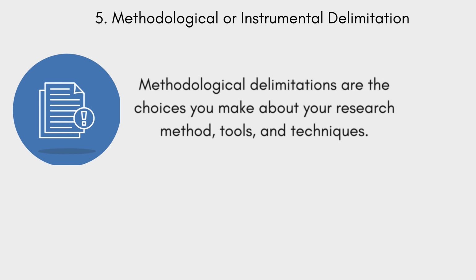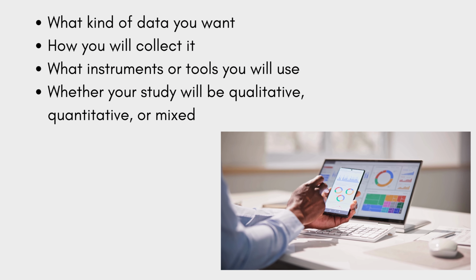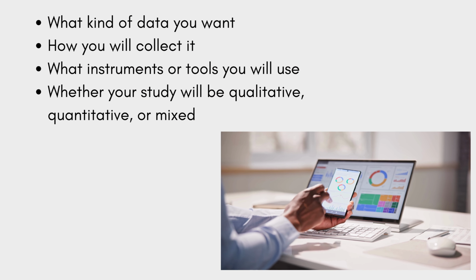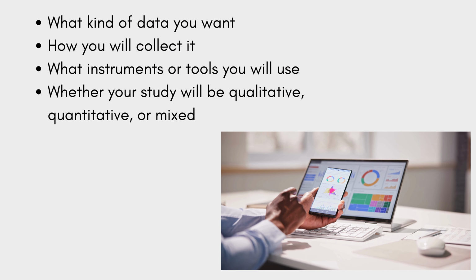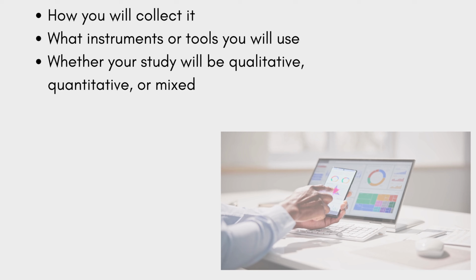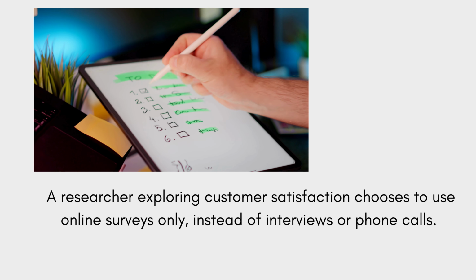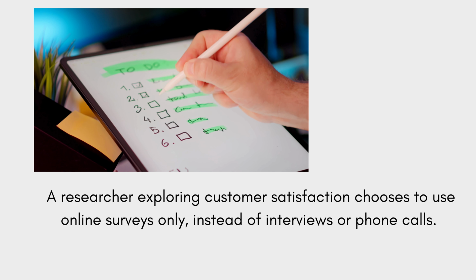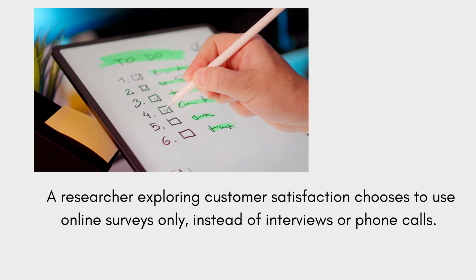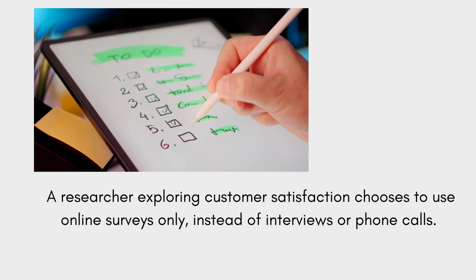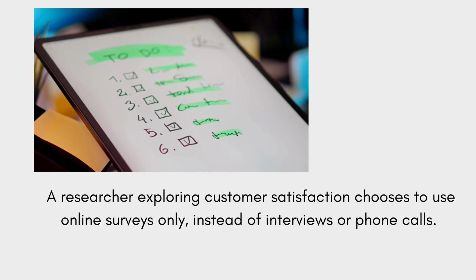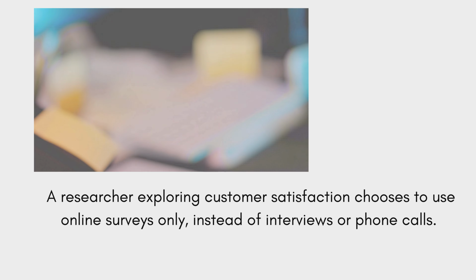5. Methodological or instrumental delimitation. Methodological delimitations are the choices you make about your research method, tools, and techniques. You choose what kind of data you want, how you will collect it, what instruments or tools you will use, whether your study will be qualitative, quantitative, or mixed. A researcher exploring customer satisfaction chooses to use online surveys only, instead of interviews or phone calls. This helps them gather data quickly and stay within their available resources.